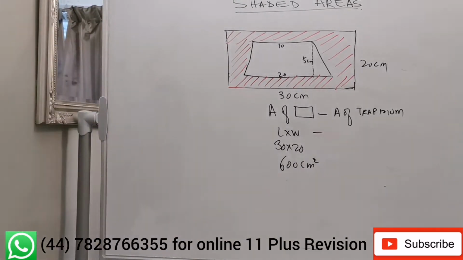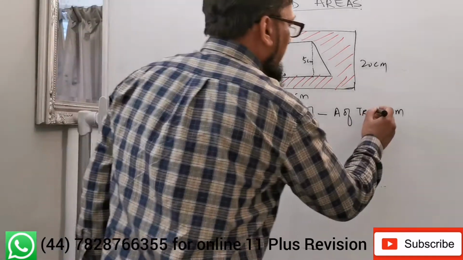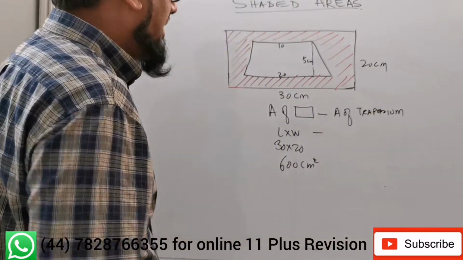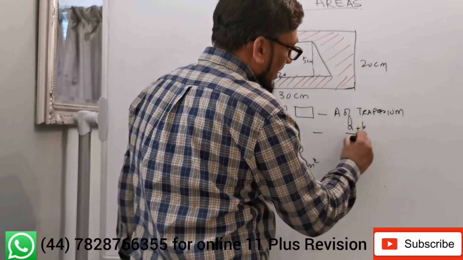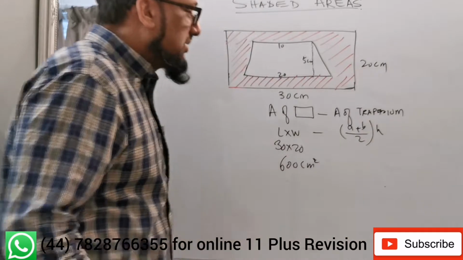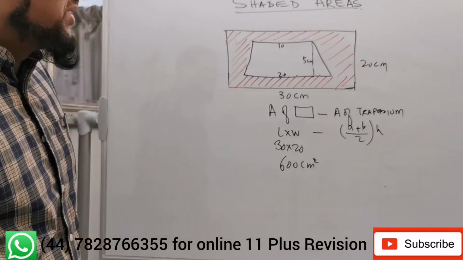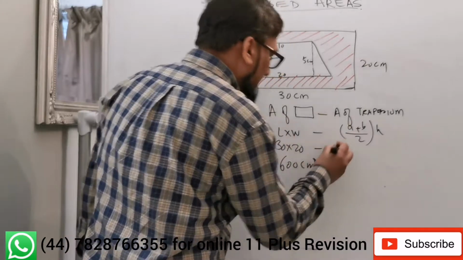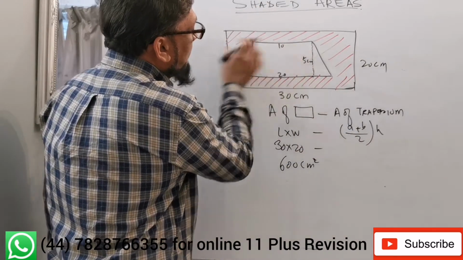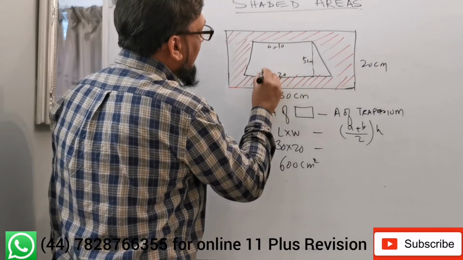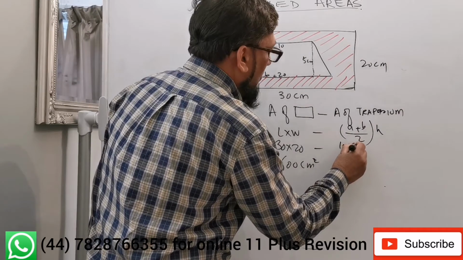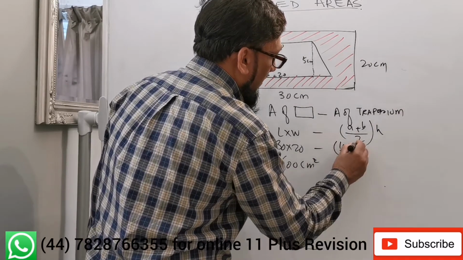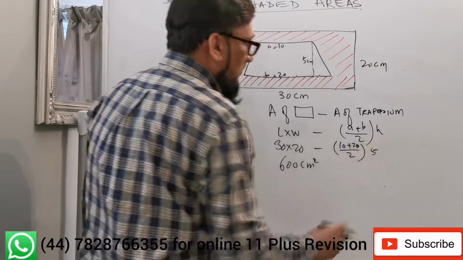And for the trapezium, we need to find the area of the trapezium. How do we work out the area of a trapezium? We know that A plus B divided by 2 times the height. This is the area for a trapezium. So we just plug in the values, where the top value is A and the large value is B. So 10 plus 20 divided by 2 and times the height, which is 5.